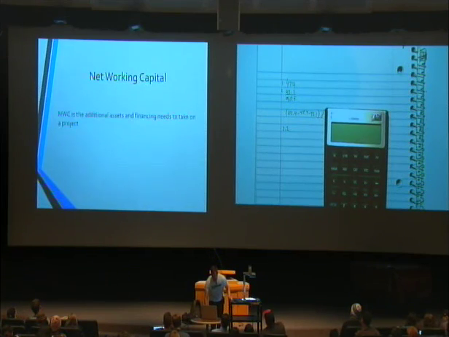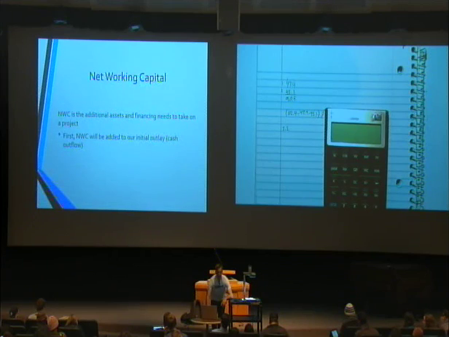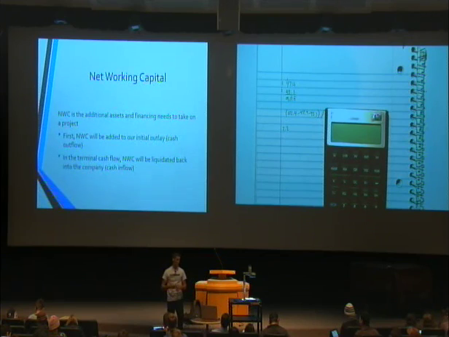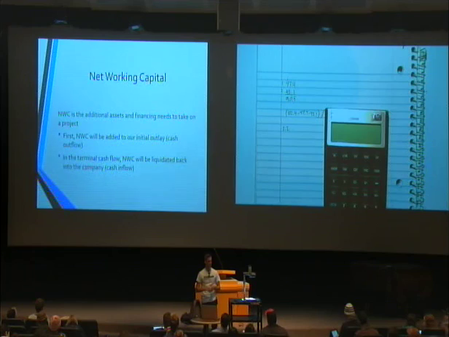Awesome. Net working capital, so it's the additional assets and financing needs to take on a project. So at the beginning, net working capital is going to be added to our initial outlay, right? So our initial outlay is going to be larger as a cash outflow. And then in the terminal cash flow, we're going to do a reversal, where on our balance sheets we reverse our net working capital, but it actually increases our cash flows. So that's a cash inflow at the end. Any questions about net working capital?